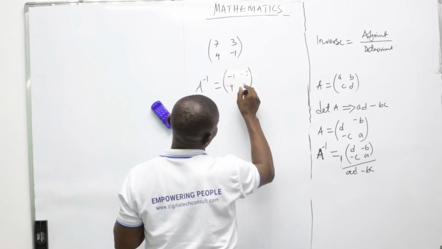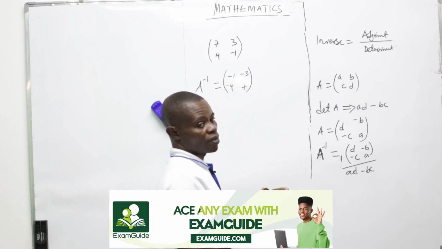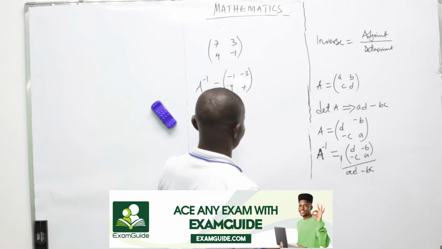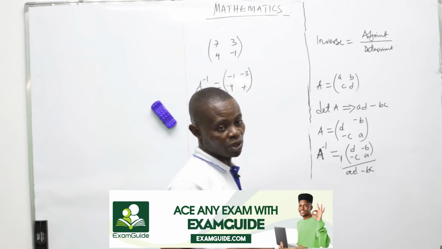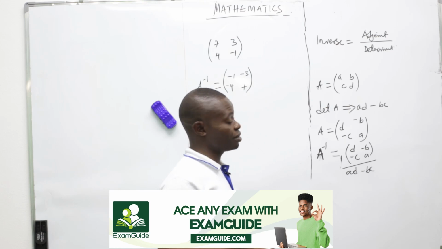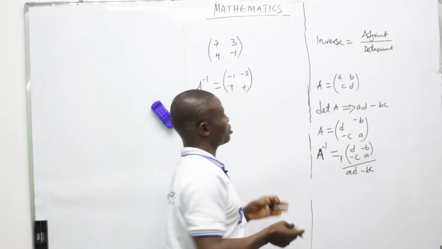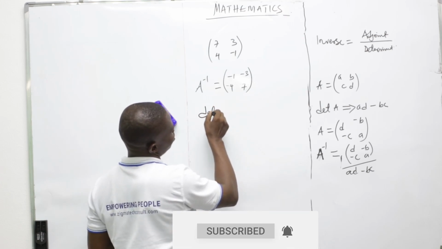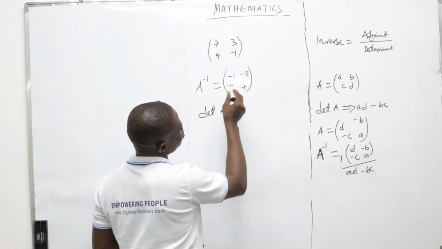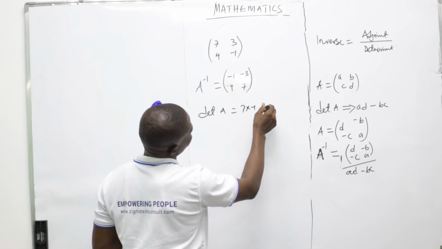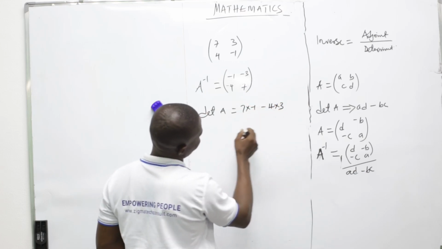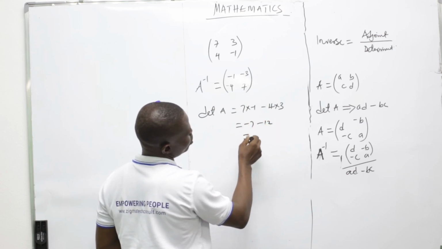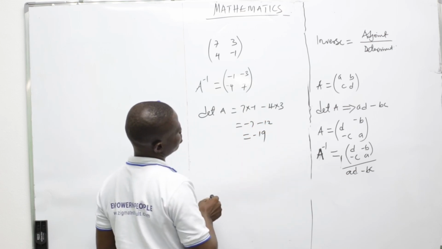So change of position first. I'm not talking of motion, so you won't think that we are dealing with motion now, the change of position of a body depending on time in physics. That's not what we are talking about. Just ordinary change of position. So get the determinant of the matrix: delta A equals 7 times minus 1 minus 4 times 3, to give us minus 7 minus 12 equals minus 19.